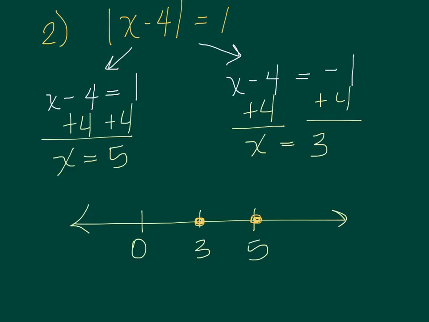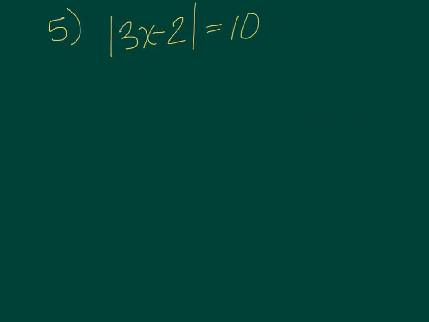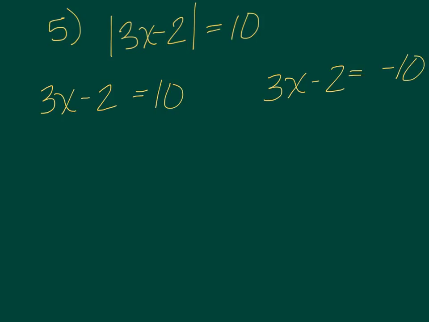So let's try another one. I want you to try number 5 in your small group. First, I want you to take 30 seconds and pause the video to create the two equations. Then play the video to see what to do next. Okay, so what you should have come up with is 3x minus 2 equals 10 and 3x minus 2 equals negative 10. If you did not get that, go ahead and fix it. Now I want you to pause the video again and solve and graph the solution.